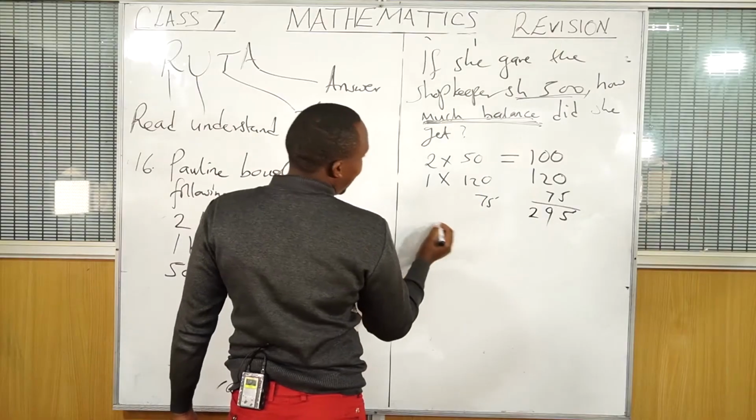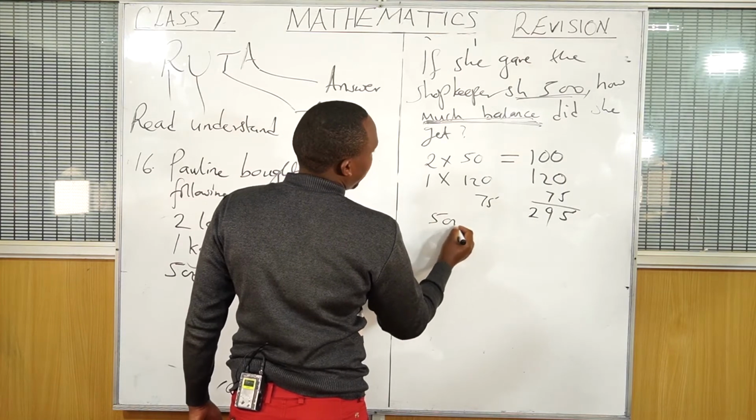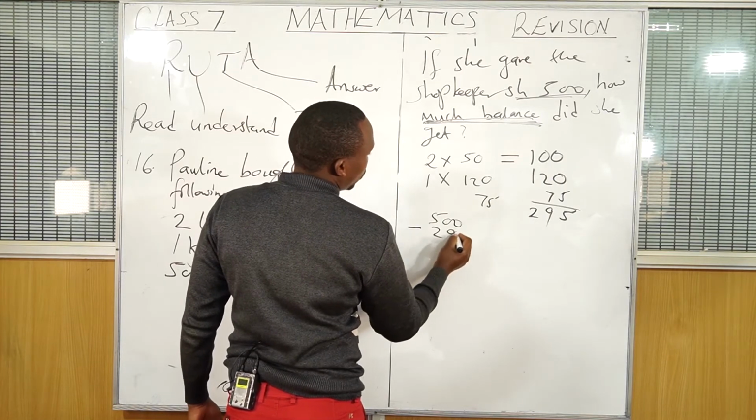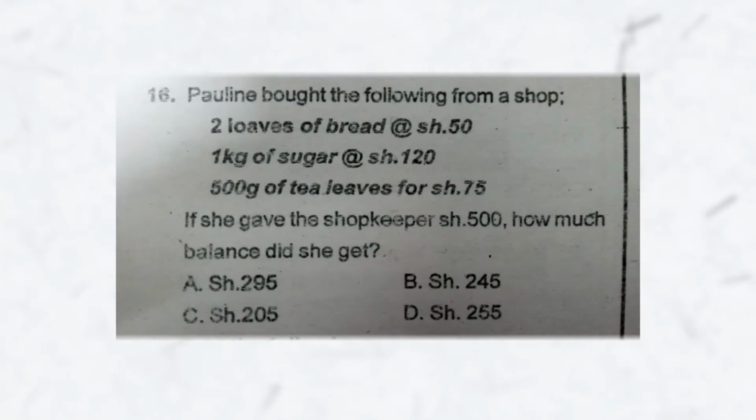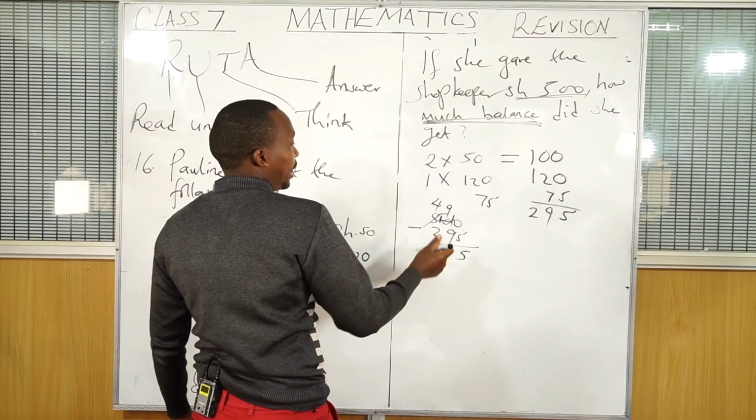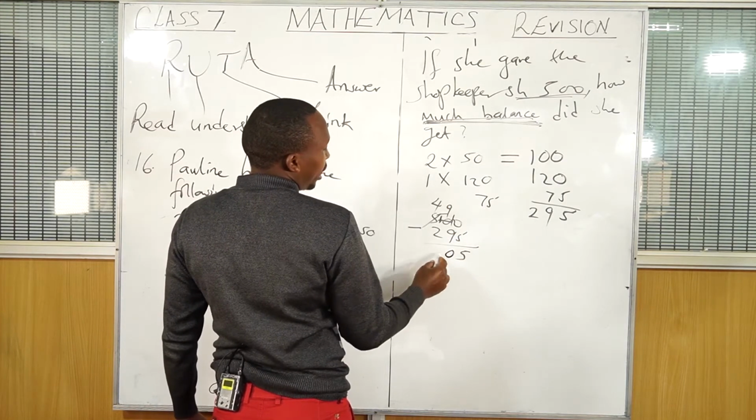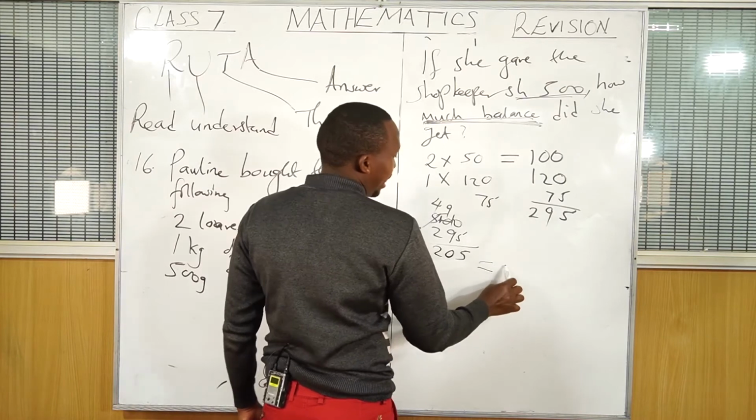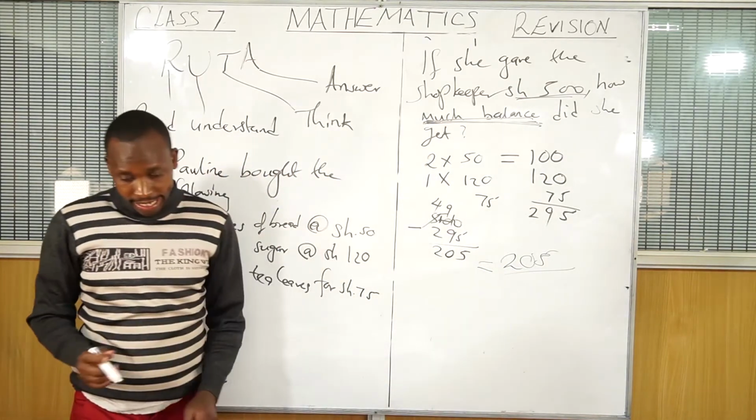Now, find the balance that this person was given. You are supposed to see 500 minus 295. You borrow 1 there, it remains 4. You borrow 1, it becomes 9. Then 10 minus 5 is 5. 9 minus 9 is 0. 4 minus 2, it is 2. So the balance was shillings 285.